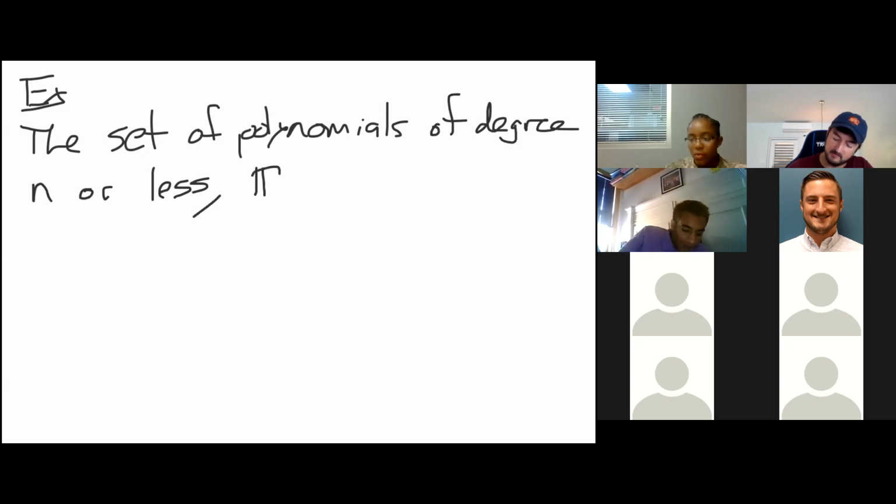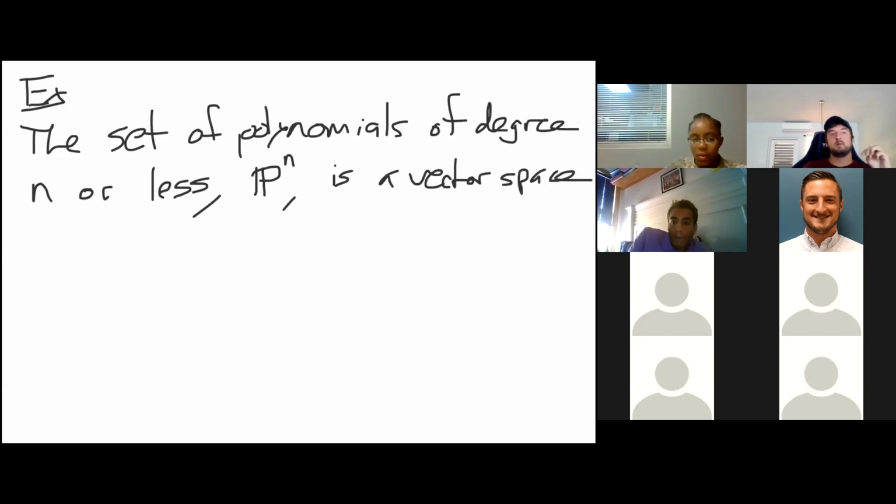And we've usually seen it with this capital P, bold case, P with an n to the power, P to the n. This is a vector space. Right, so any polynomial of degree n or less, that entire set forms a vector space.